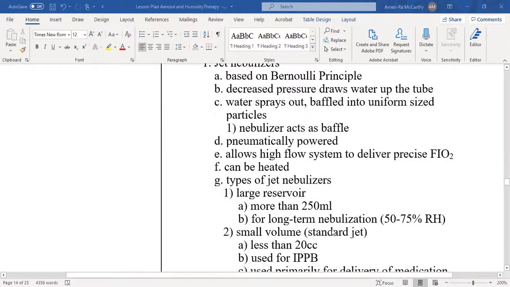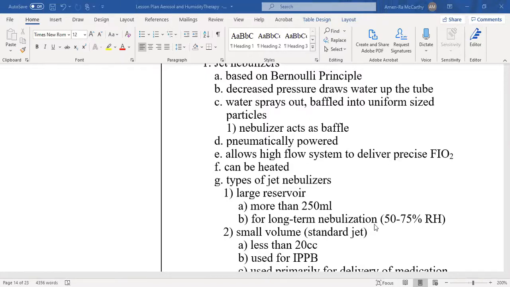Now, what are the types of nebulizers? Well, we got the jet nebulizer, but what are the types? We got large reservoir, which would be this one, right? This is considered a large volume or large reservoir nebulizer because it has more than how much? More than 250 milliliters of water. How many milliliters of water is this one? 1,000. So this is considered a large volume nebulizer, okay? Or a large reservoir nebulizer, right?